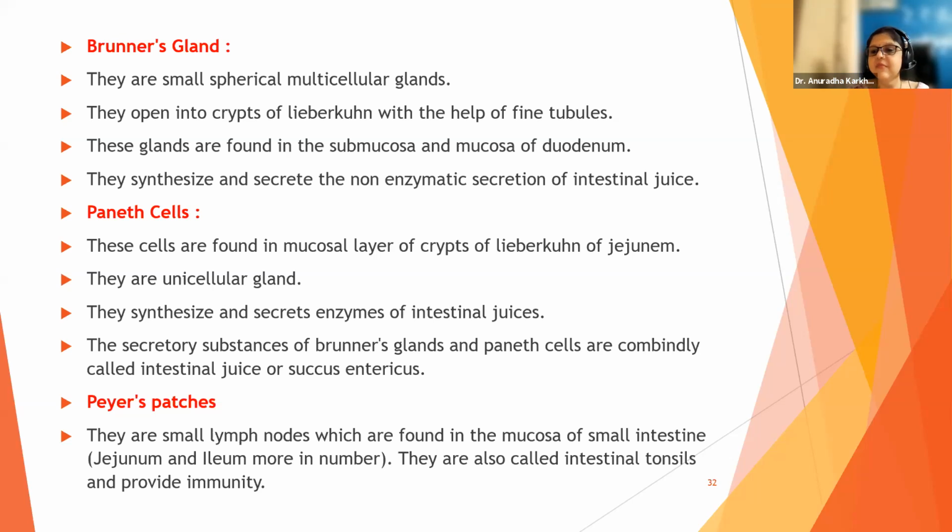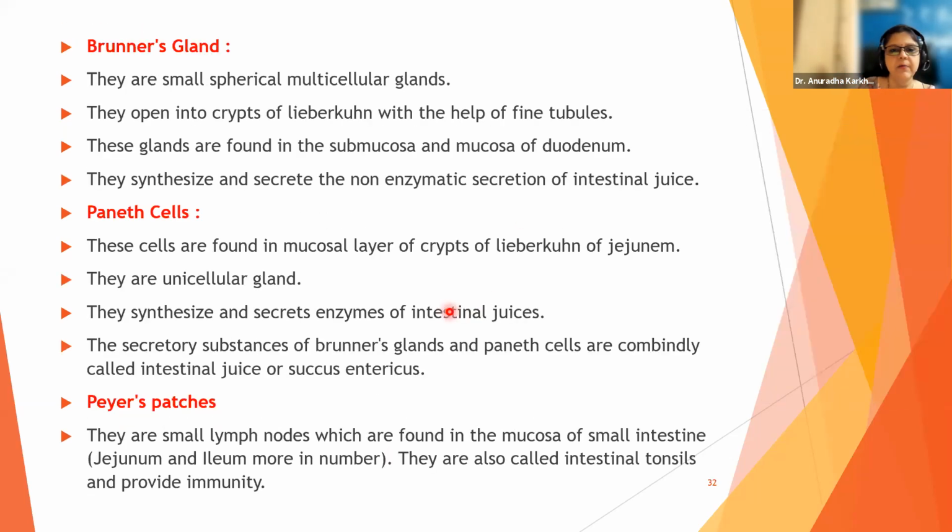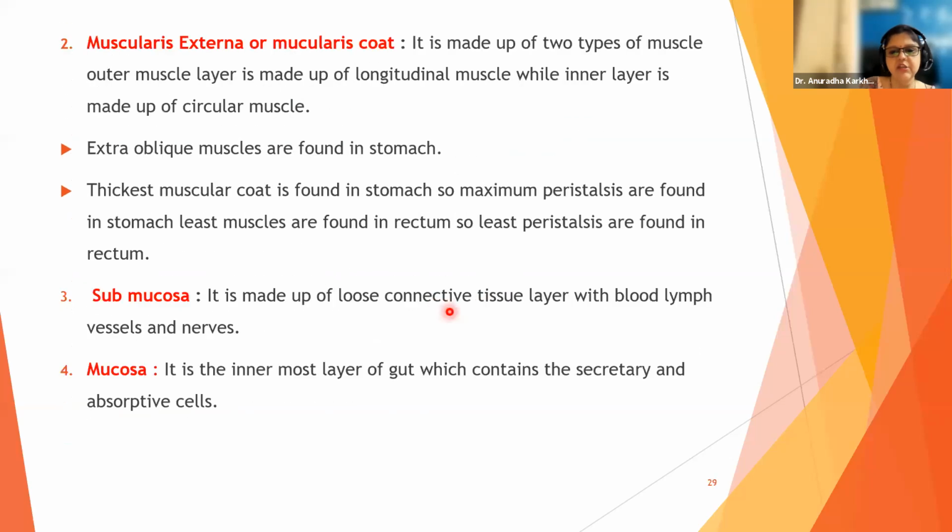Fine. What is the location? I'll show you the diagram. It will be very clear. They are found as patches, a patchwork throughout the jejunum and ileum. They are also called the intestinal tonsils, which provide immunity. Please remember, this is a very important part of this region.